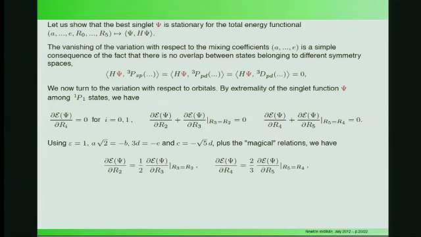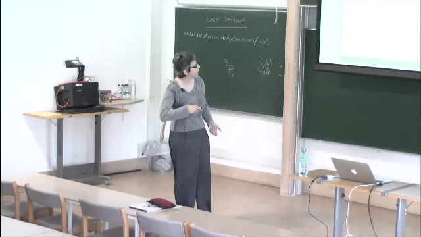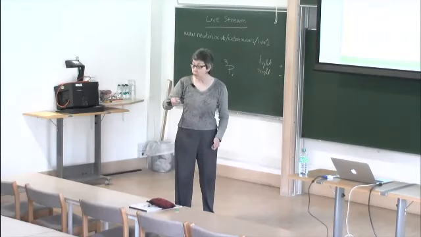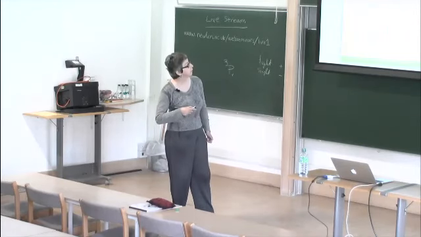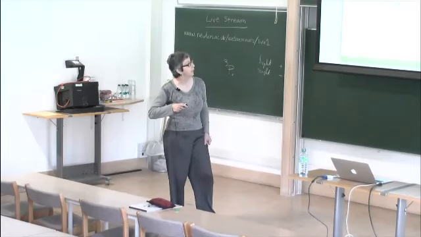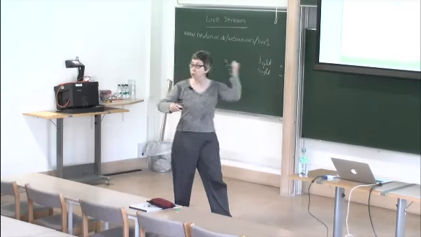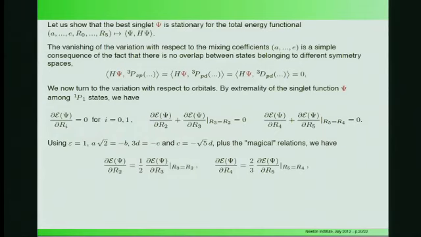But thanks to these magical formulas here, you can verify that there is a relation between this guy and this guy, which is given by this formula, and there is a relation between this guy and this guy, which is given by this formula, and it's due to the magic of the occupation numbers from before. Okay? And so, with all this, we can prove that all of these derivatives are equal to 0, and so the singlet P is a stationary point.